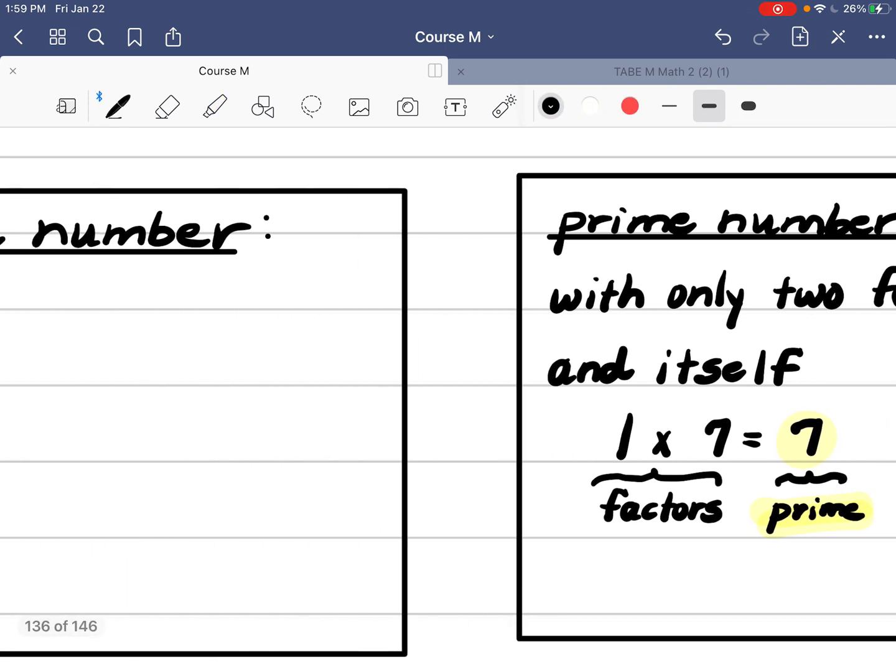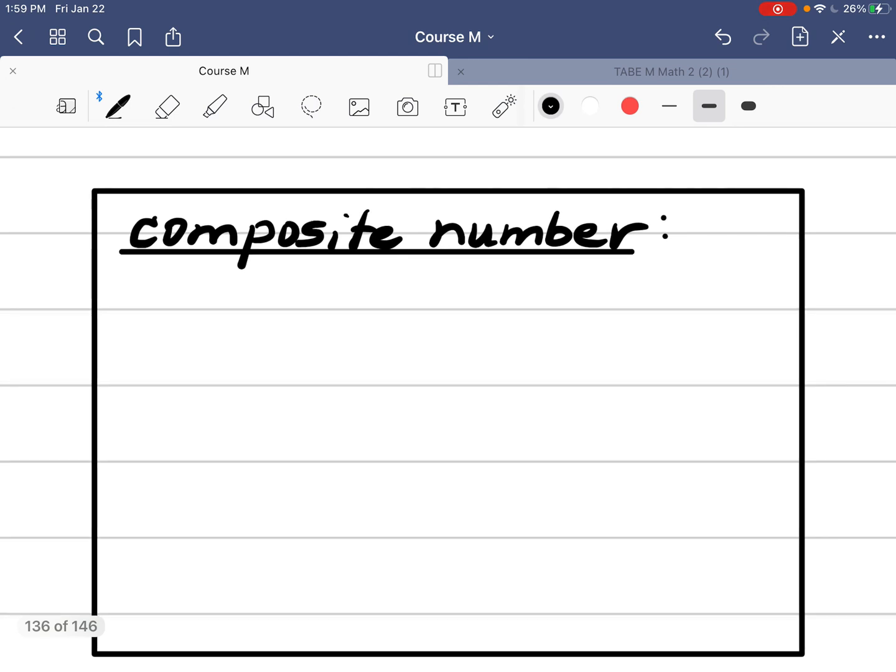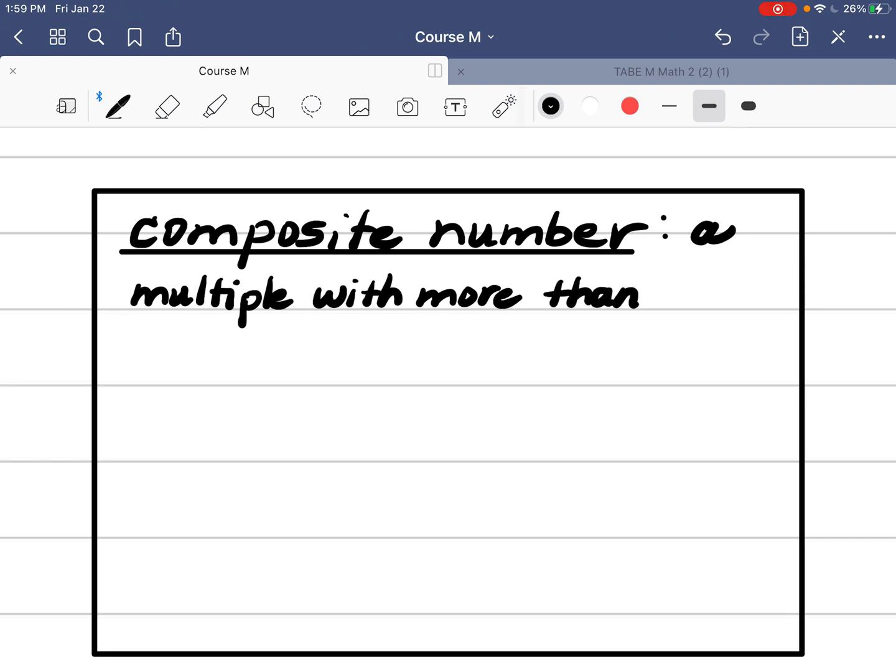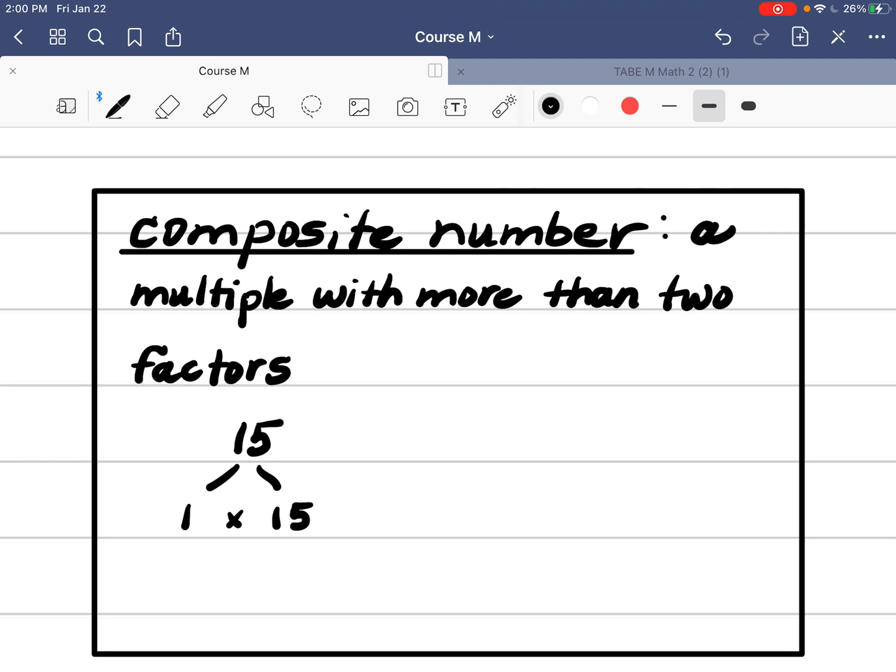So let's take, for example, the number 15. It is not prime, and I'll show you why. A composite number is a multiple with more than two factors. For example, I mentioned 15. You can say 1 times 15, but you can also say 3 times 5 to get 15. So remember, prime numbers we would have 1 and 15 and nothing else. But because we have 3 and 5, 15 is a composite number.